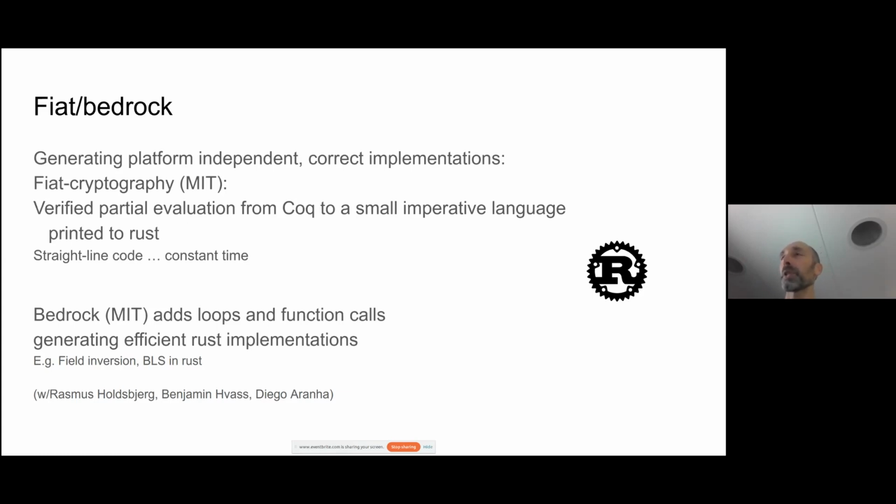And what I'm very happy to report is that, and this is a collaboration with Rasmus and Benjamin, who implemented very fast field inversion, and Diego Aranha, who's an expert, you probably know him from the Rust cryptography interest group, an expert on cryptographic implementations. So what we managed to do was actually to generate an implementation of BLS, and this is only twice as slow as the implementation that's written by hand. And we have a good idea of how to actually speed this up, but this hasn't been done yet. So not only is it completely secure, generated and platform independent, but it's also efficient.